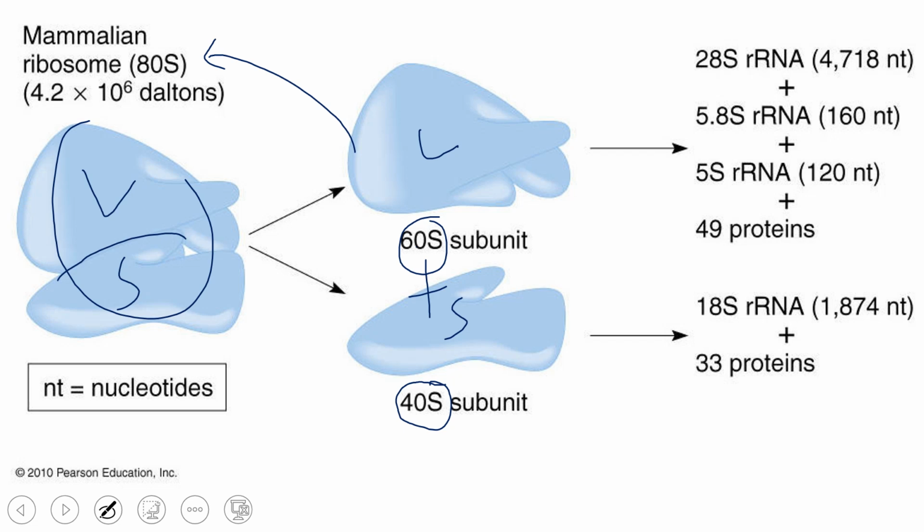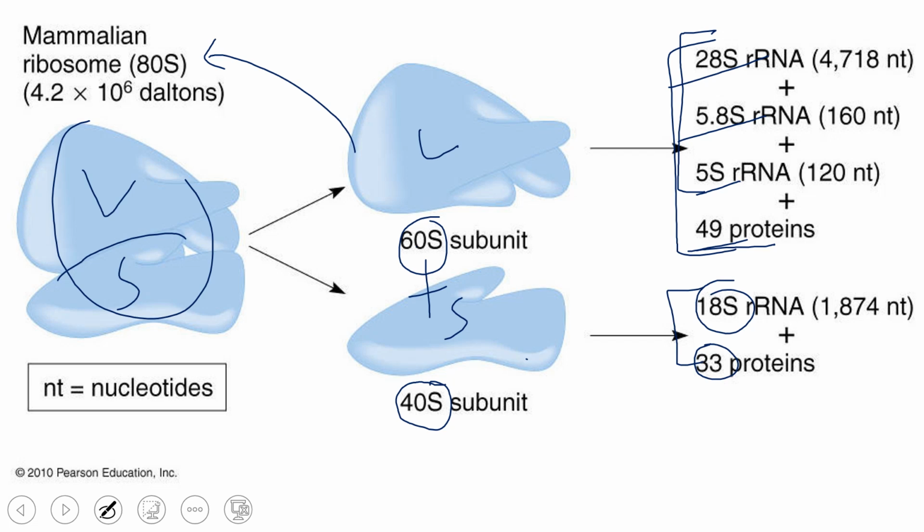60 plus 40 makes it 80 because some portions overlap with each other. The large subunit of the eukaryotic ribosome contains 3 important ribosomal RNAs, that is 28S, 5.8S and 5S, and it contains 49 different proteins. Together these make a ribonucleoprotein, and the small subunit contains only one ribosomal RNA, that is 18S, plus 33 proteins, and together they make a ribonucleoprotein. This is in the case of eukaryotic cells.